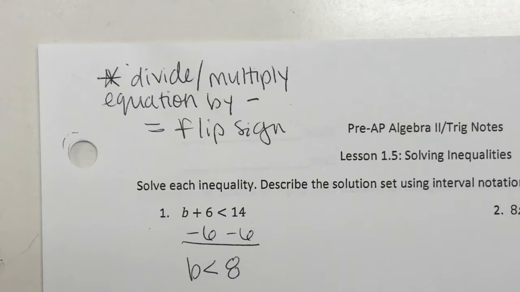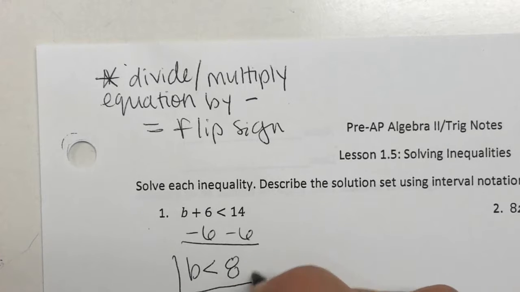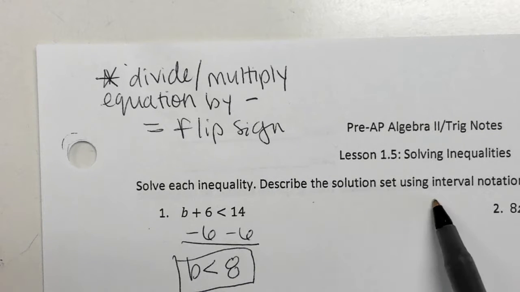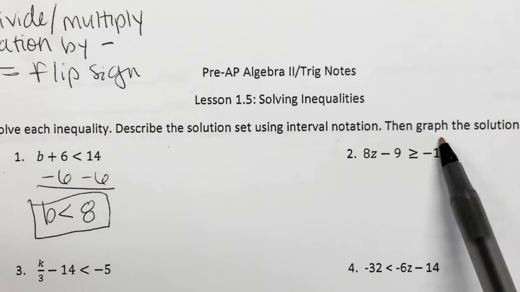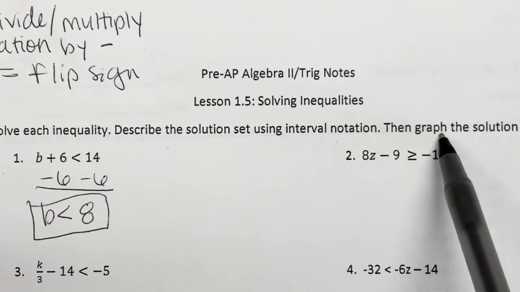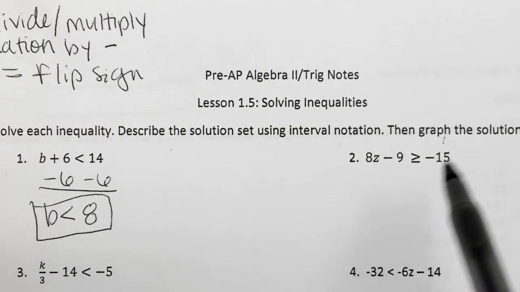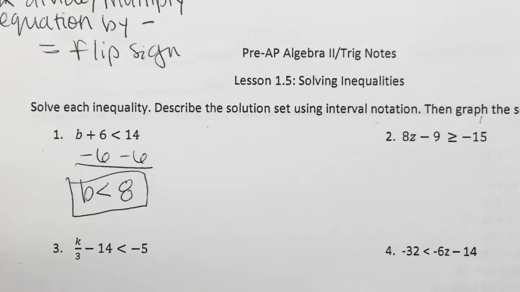Alright, so here we have solved for B. We've done that part. Now the directions say describe the solution set using interval notation, and then graph the solution set. We're going to do this backwards. We're going to graph it first, then do it in interval notation. And when it says graph, it just means on a number line. Everybody knows what a number line is.